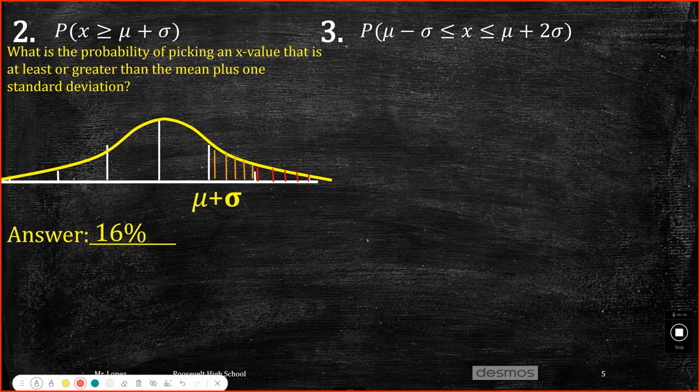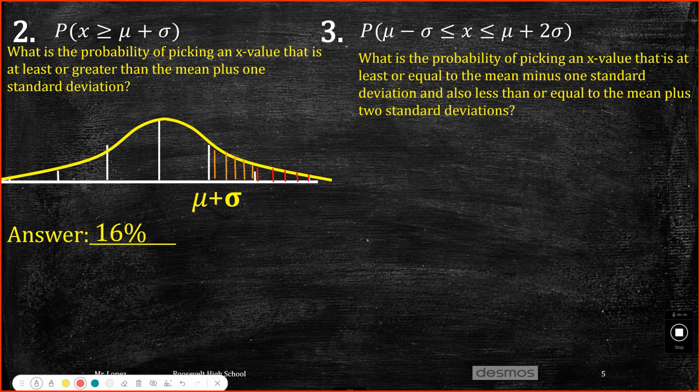So let me read this out for you, or maybe you can just read it because I wrote it down. Here it is. This is what it says. What is the probability of picking an X value that is at least or equal to the mean minus 1 standard deviation, and also less than or equal to the mean plus 2 standard deviations?